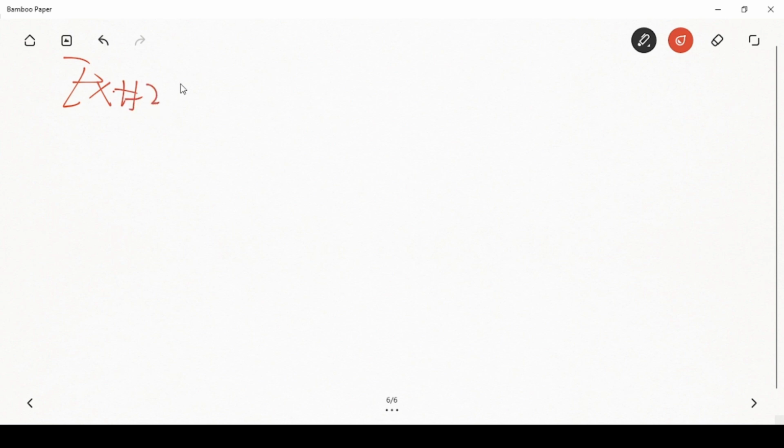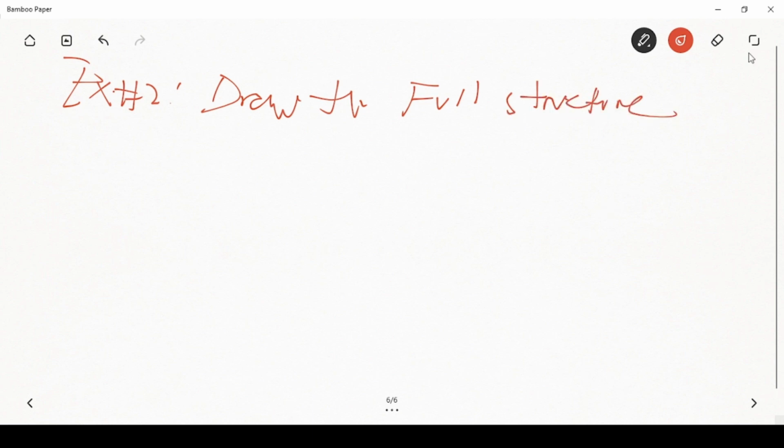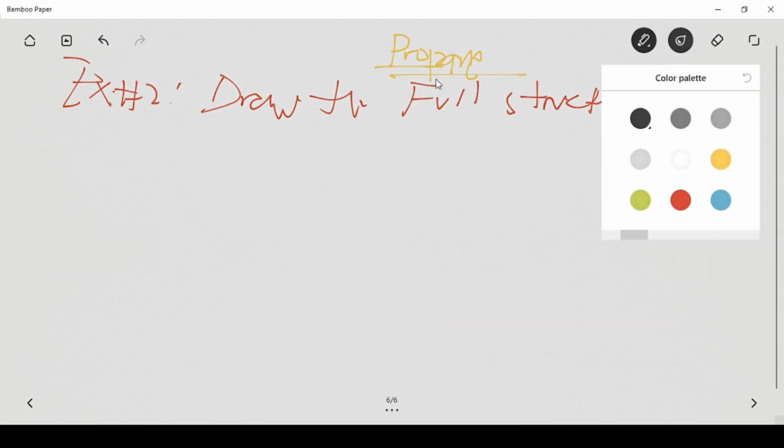Example number 2: get or draw the full structure. I'm sorry for the handwriting. Now, in getting the full structure of the compound, the compound is propane. So prop means 3, and that number 3 is the carbon.